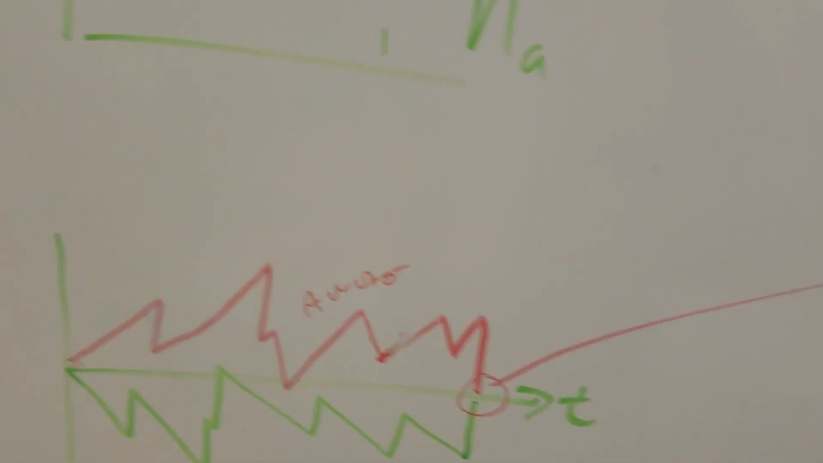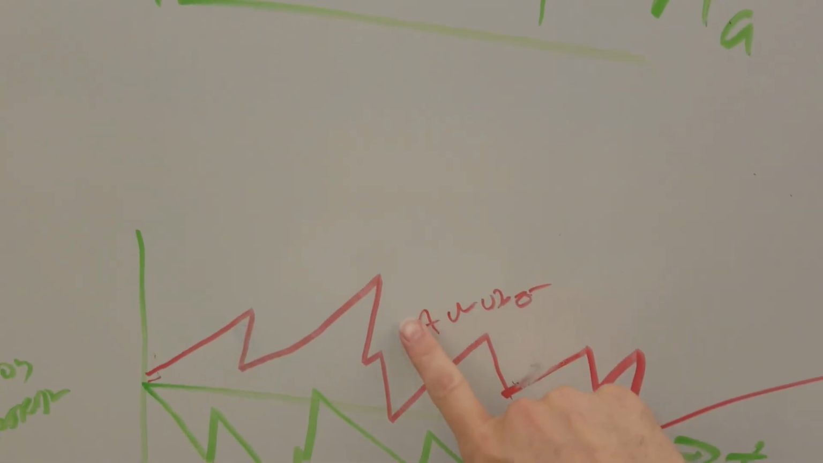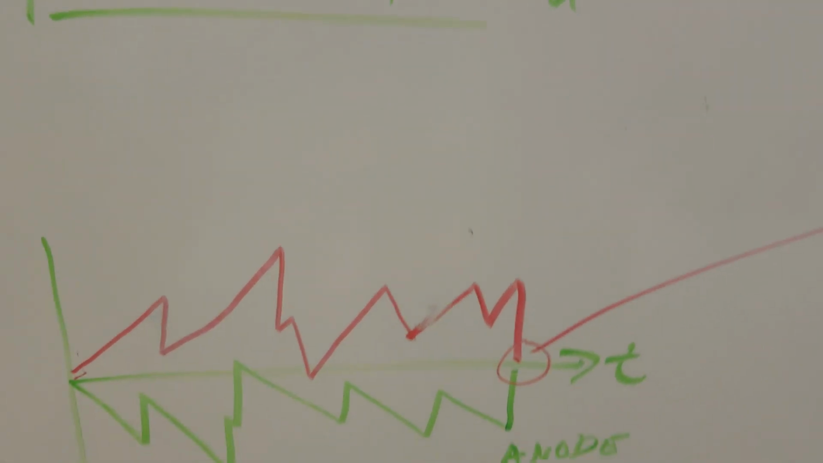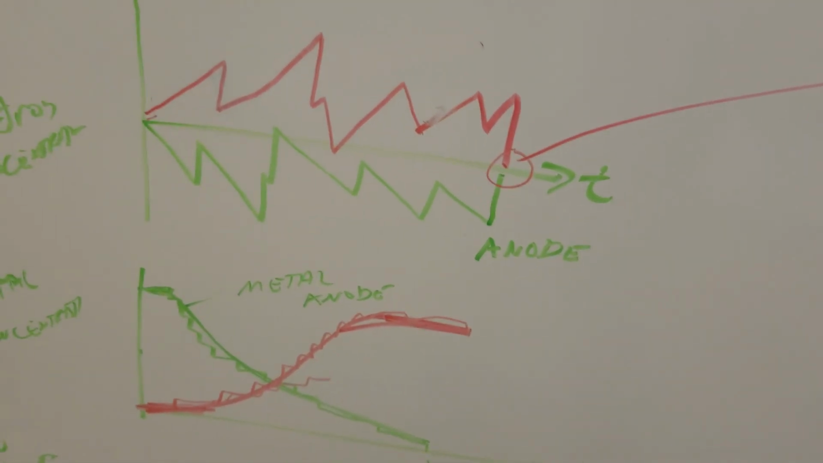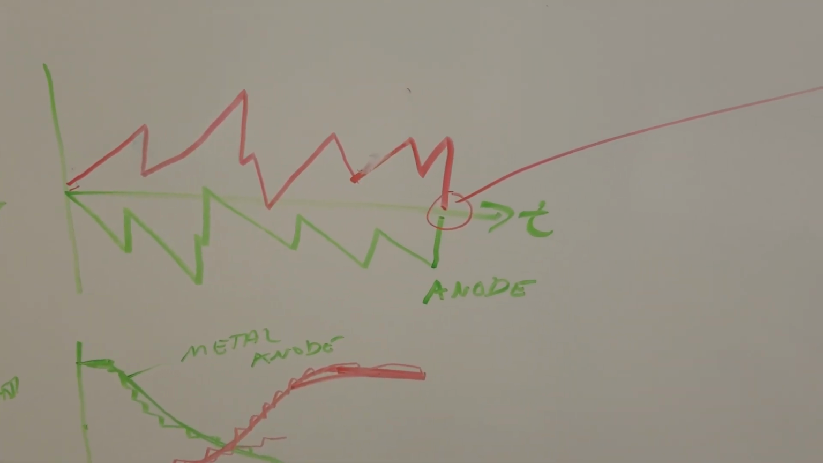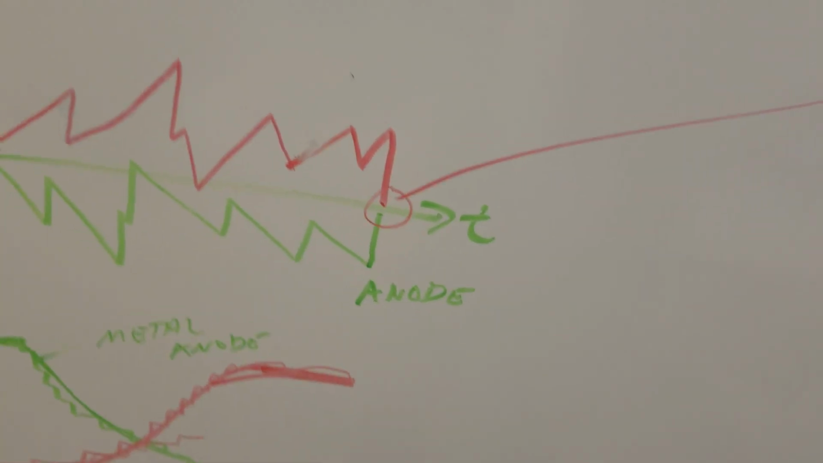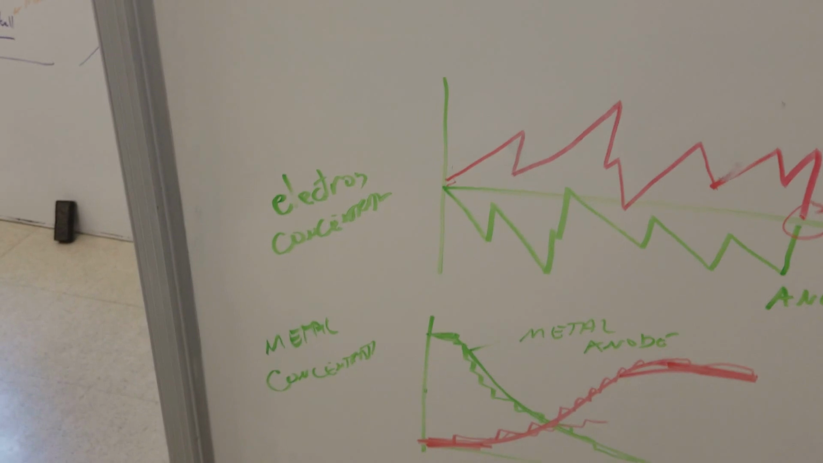Sorry, that's anode, is that right, anode? Let me think about that. Which one's the anode? Anode is good. Anode, yeah. Over time, we are pumping electrons out of it. Yeah, so that's cathode.